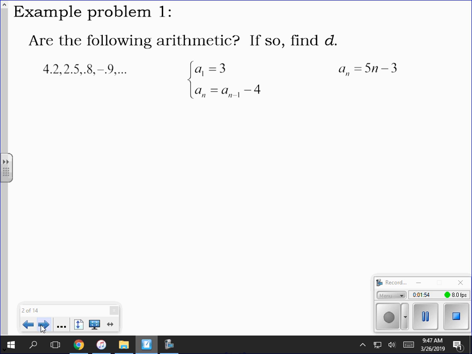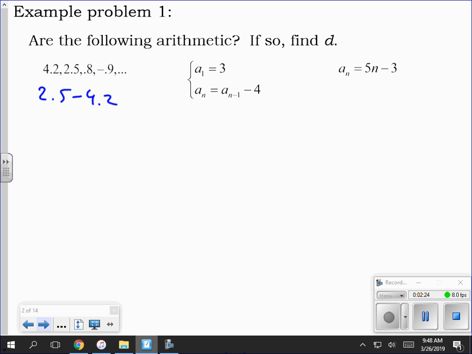Okay, now this one's sort of a review. So the first one is, are the following arithmetic? Yes or no? And we're only guessing arithmetic. I don't care if they're geometric or not. I really honestly don't. So if I have a sequence and it's not obvious to me, and with these numbers here, it's not obvious to me, here's what I would do.